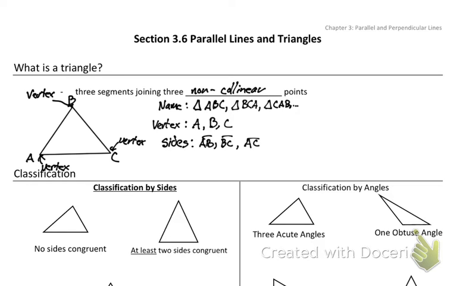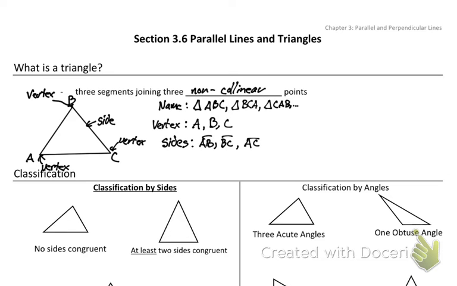So we have 3 sides. I'm just going to name one of the sides. That's a side. It's got 3 sides, 3 vertices. It's also comprised of 3 angles: angle A, angle B, and angle C. That's a triangle. It has 3 vertices, 3 sides, and because there's 3 vertices, it has 3 angles. Question on what a triangle is?